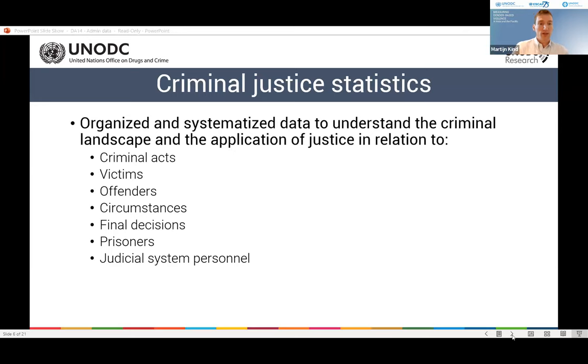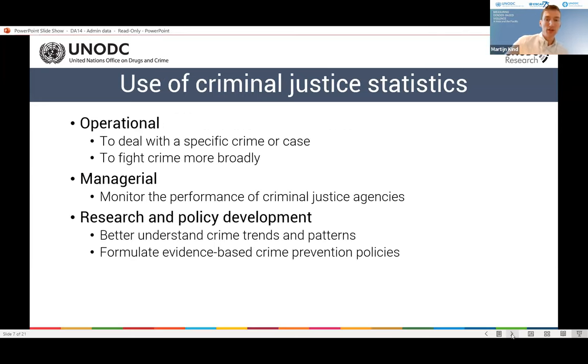On the next slide, we'll talk about how we can use some of this information. Like I said, there's an operational aspect to it, so we can know how to deal with specific crimes. On an operational level, we can see where these crimes tend to happen for gender-based violence. Is it a specific time of day, a specific area of a city? What is the typical profile of an offender or the typical profile of a victim? These can all help the formal criminal justice system fight these kinds of crimes.